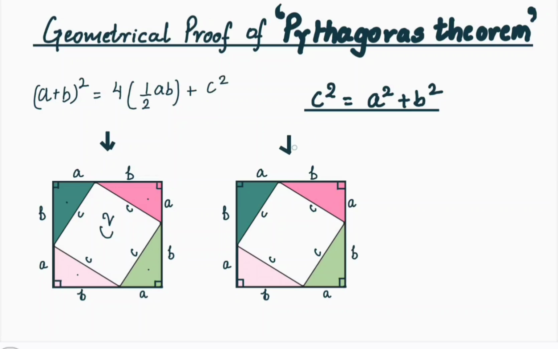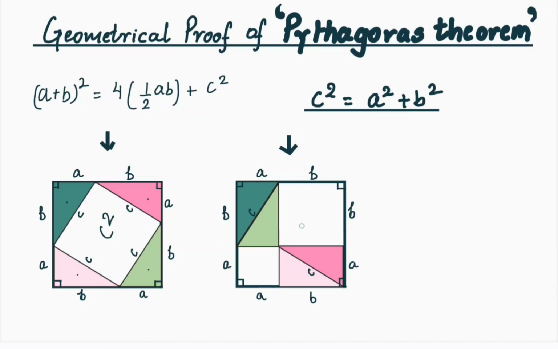Now let's rearrange the triangles in the second figure. Shift this lighter green triangle to make a rectangle with sides a and b. Shift the light pink triangle to this side and bring down this triangle to again form a rectangle. After rearranging, we are left with two white squares. The area of the smallest square is a square and the area of this bigger square becomes b square.